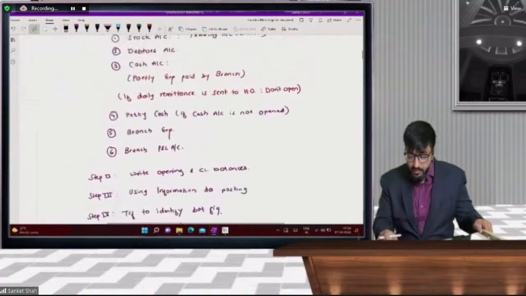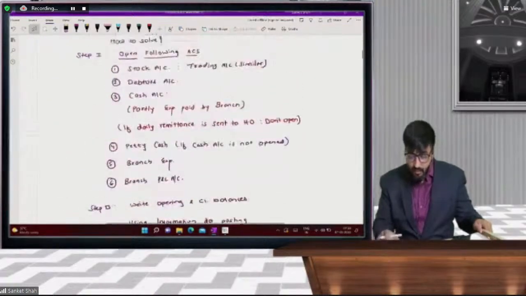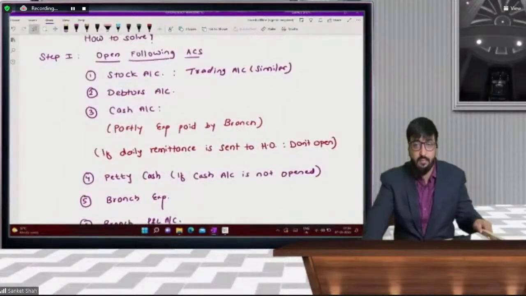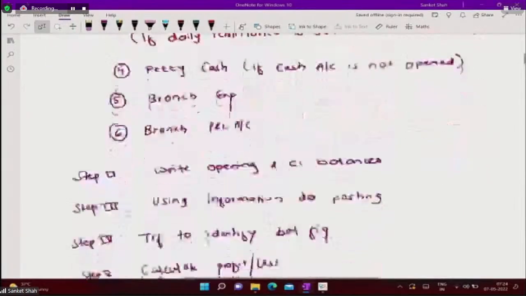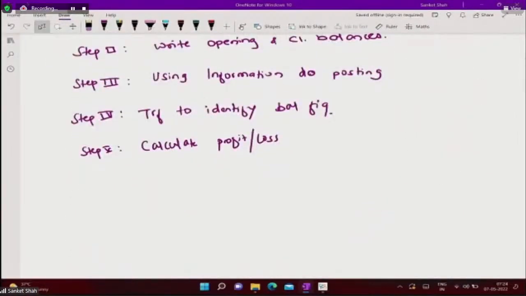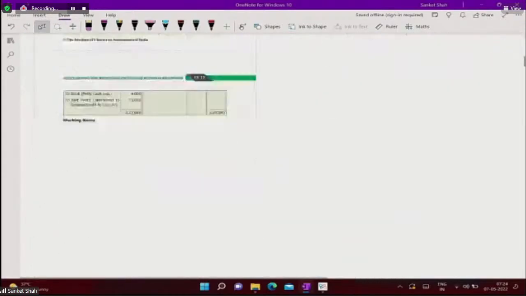Have you written all this? Otherwise, take a screenshot. Step 1. Step 2, step 3, step 4. Chalo, fast. Okay. Start.